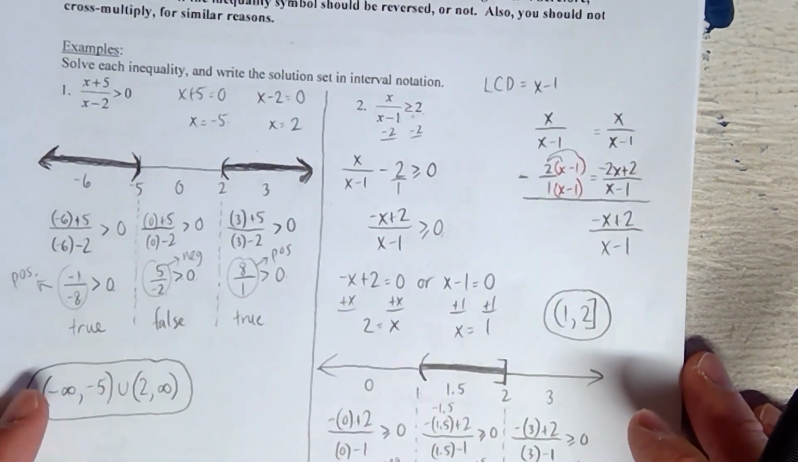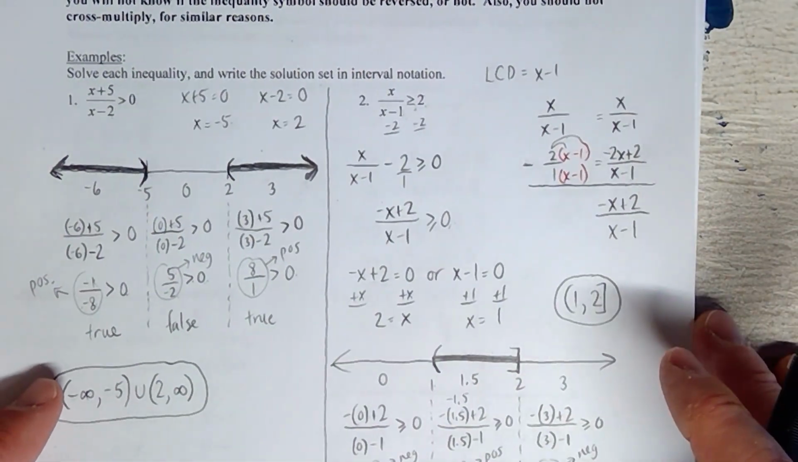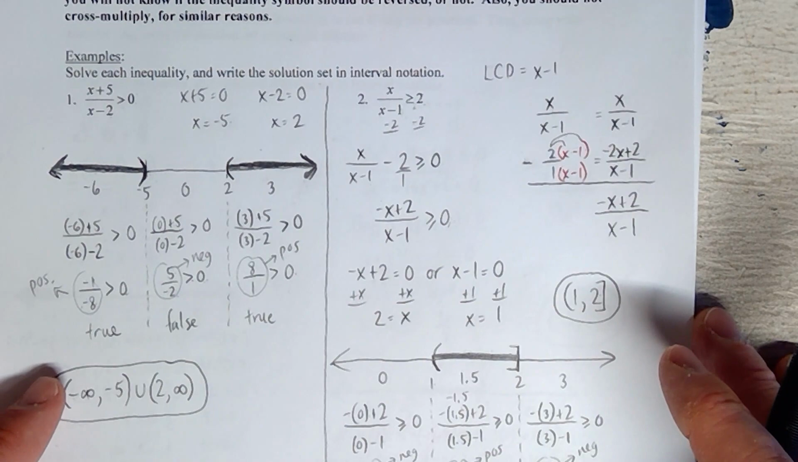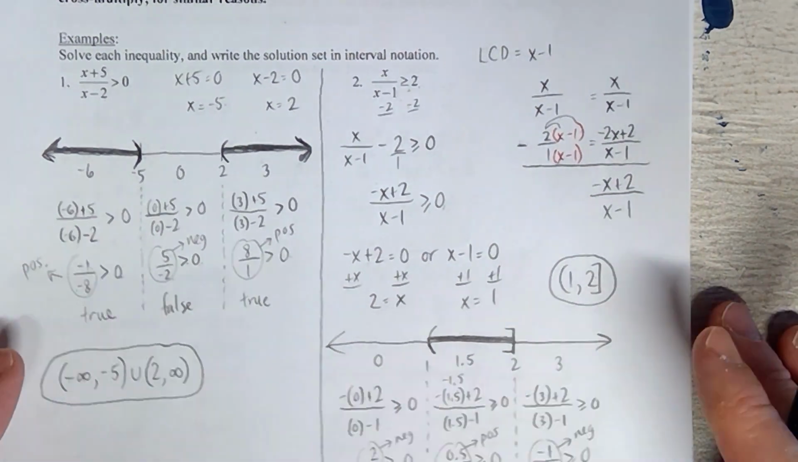So that concludes the rational inequalities. I like to call them fraction inequalities as well. That concludes that discussion and also concludes section 1.7 as a whole.